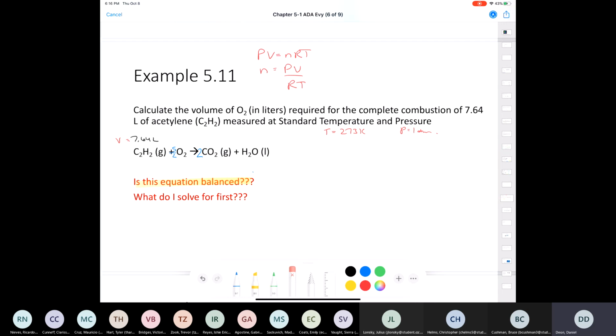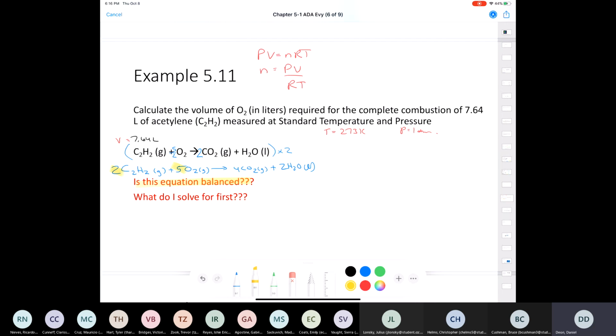Now, generally speaking, we don't leave fractions in our balanced equation. There's technically nothing wrong with it. But we're going to take this whole equation and multiply it by 2 to get 2 acetylene molecules plus 5 oxygens, why they left out the gas, produces 4 moles of carbon dioxide gas plus 2 moles of water. Okay. Now we see the stoichiometric relationship between moles of acetylene and moles of oxygen.